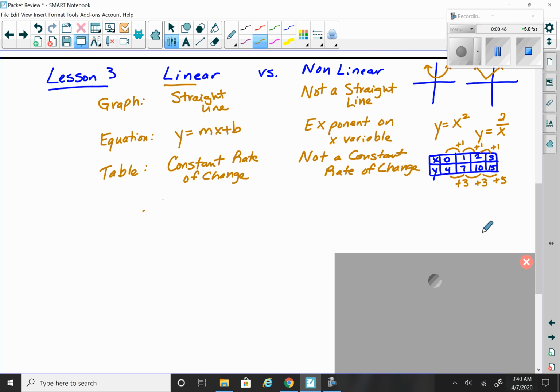And then the next thing that I wanted to do a quick review on was lesson 4. The topic in lesson 4 is writing equations from tables or graphs.